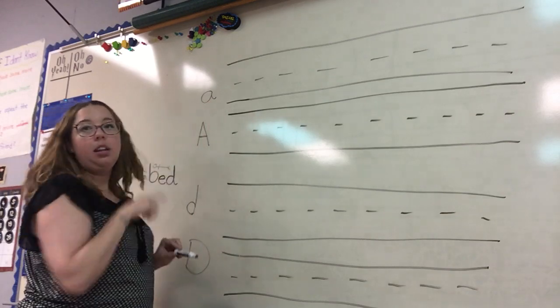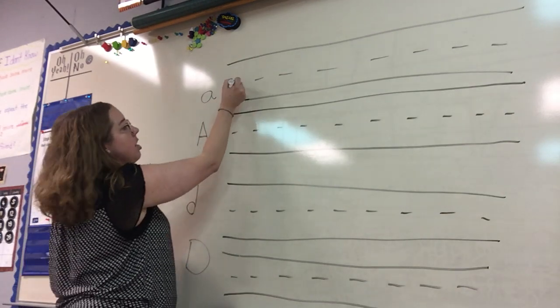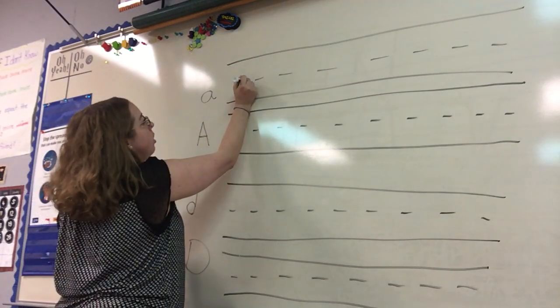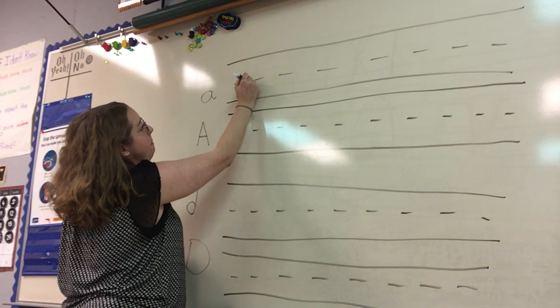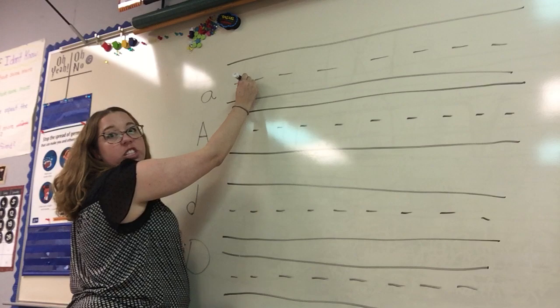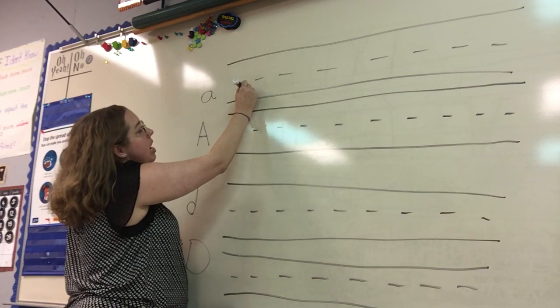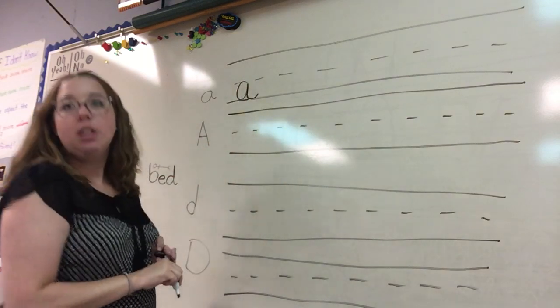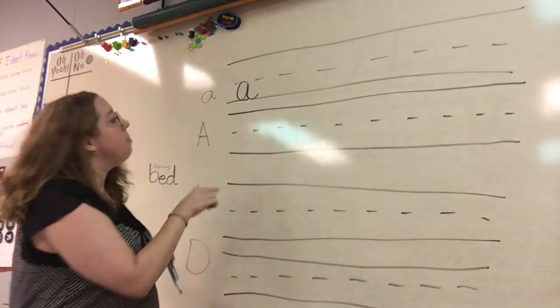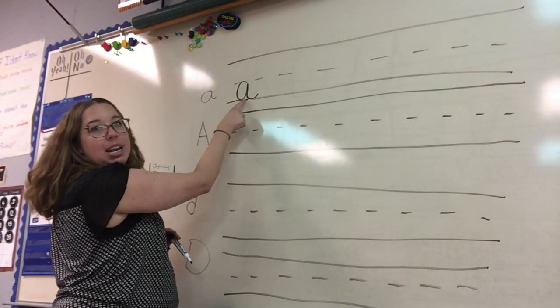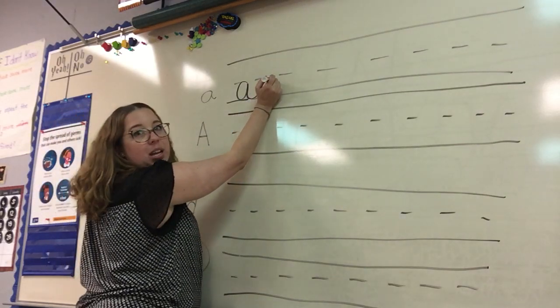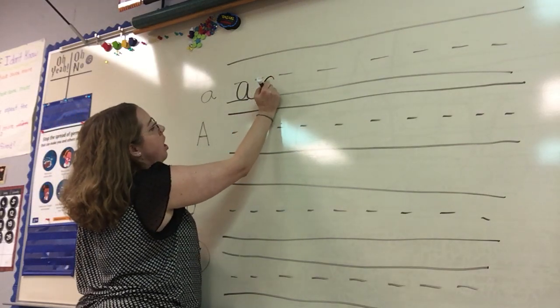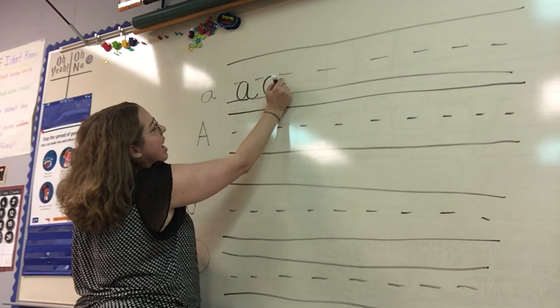When I'm writing the lowercase a, I'm going to start in that middle line, go around all the way down to that bottom line, back up to finish it like an O, and back down. Notice how I hit the bottom line and then went back up. Again, you're going to start here right below the middle line, go around like an O, up and down.